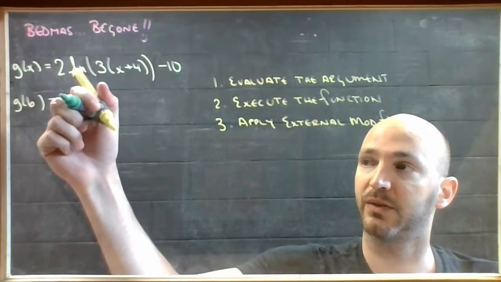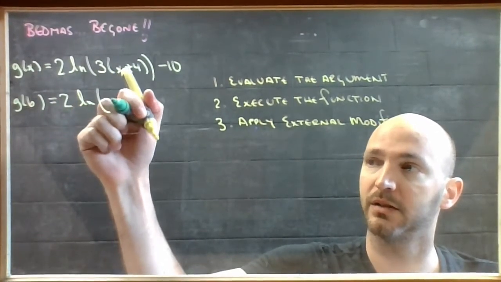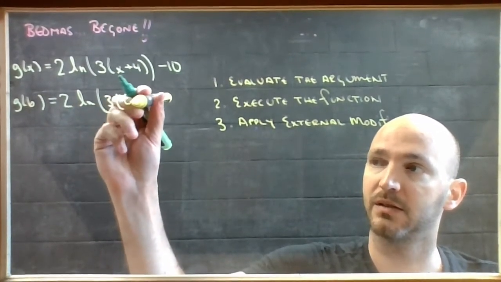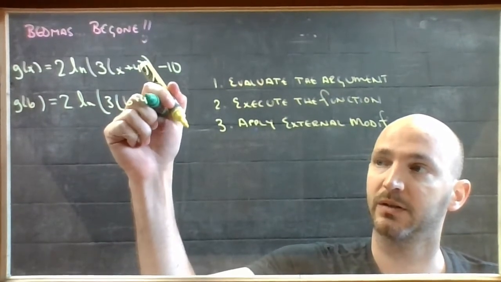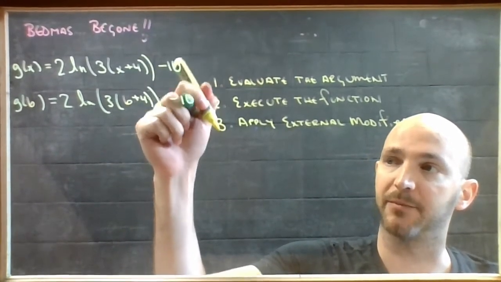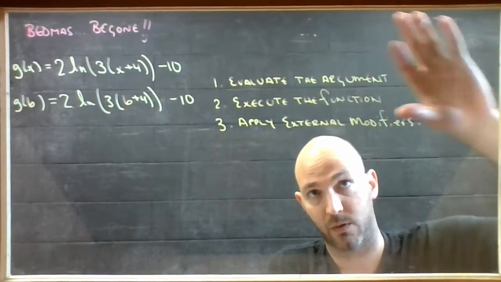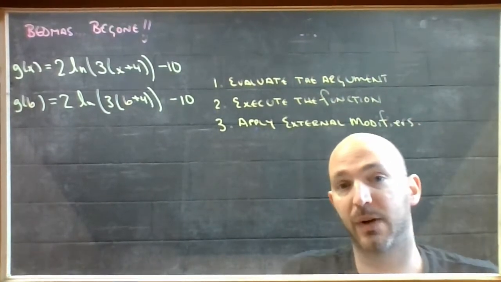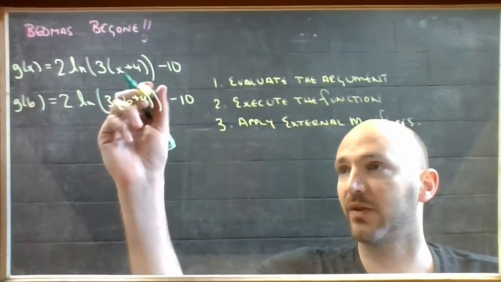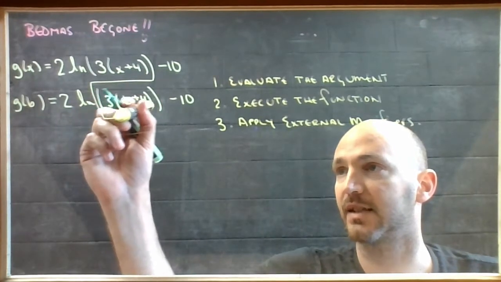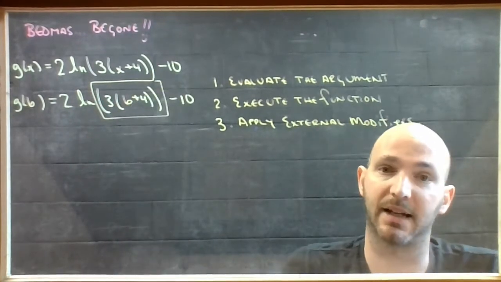So in it goes: 2 ln(3(6 plus 4)) minus 10. My new order of operations says I should evaluate the argument first. So I find everything that's in the ln, that's this stuff, and I have to get that done.